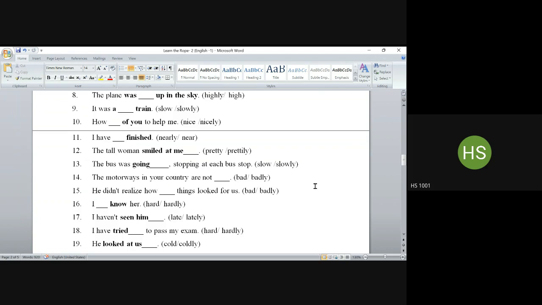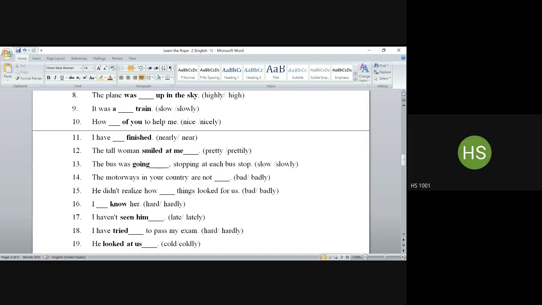Okay. 18th, I have tried dash to pass my exam. How did you try? I have tried hard to pass my exam. Now here, is hard an adverb or an adjective? I have tried hard. Adverb.